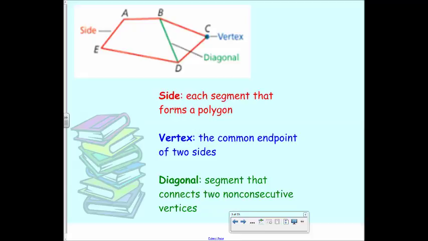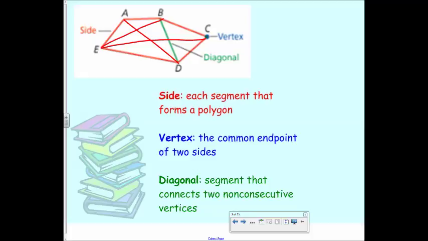So for example, BD is a diagonal. Why is BC not a diagonal? Because they're consecutive, so that makes a side. All right, so a diagonal is anything that goes across non-consecutive vertices. Can anyone come up with what another diagonal would be in this figure? B connects to, oh, E and C, did you say? E and C, good. EC would be a diagonal, all right? AD would be a diagonal. BE would be a diagonal.